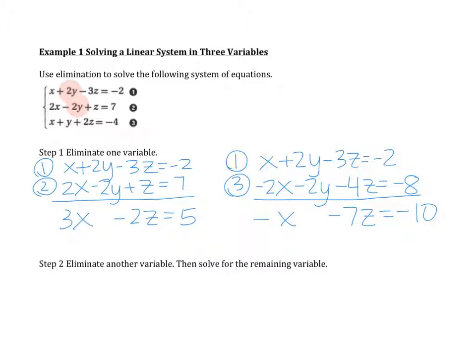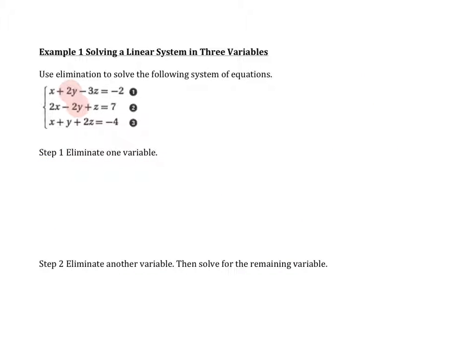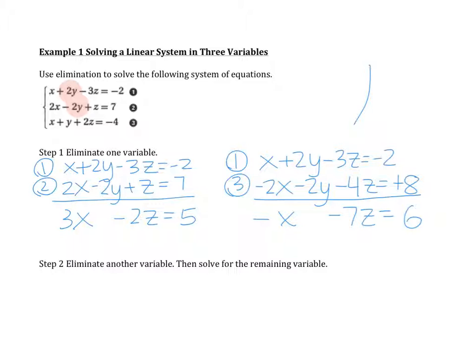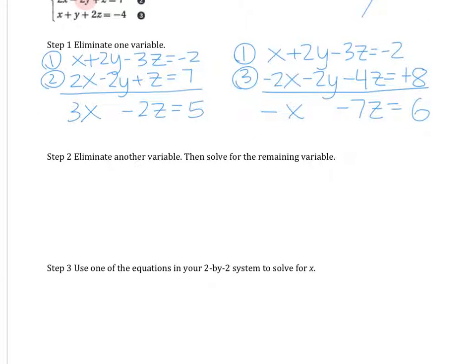And now I have 2 equations in 2 variables. Oops, I didn't multiply that by -2. I made an error. When I multiplied by -2, I didn't change that to a positive 8. So this needs to be a 6, okay? So I have two variables, 2 equations.